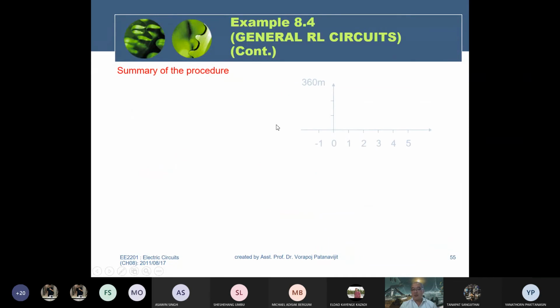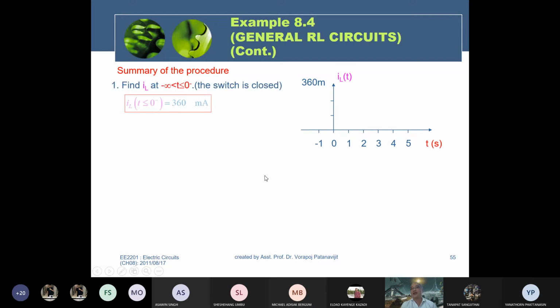From the overall point of view, for time less than 0, the switch is still pressed and the voltage source is charging all three. In fact, all devices, including the inductor, store energy until it is fully charged. If it is fully charged, it performs like a short circuit. Therefore, the inductor current equals 360 milliamp constantly until time equals 0.